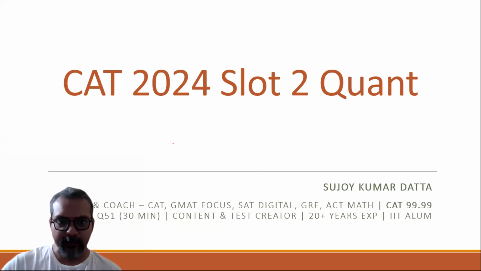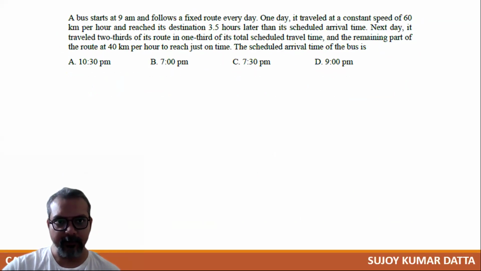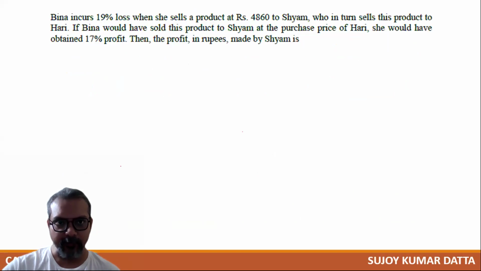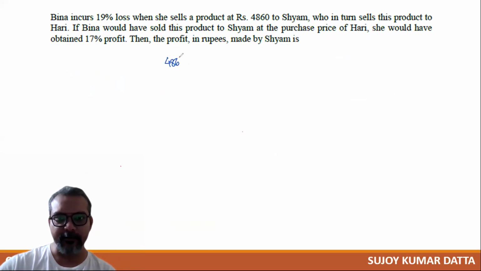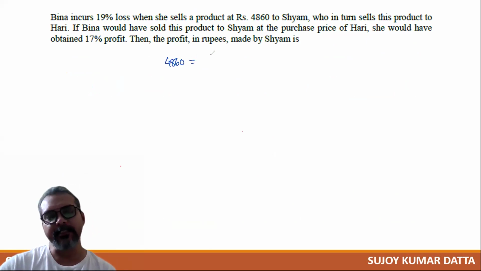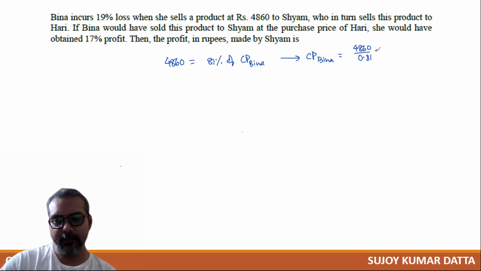So moving to the next question, this is in the third video, we will be discussing question number 12 onwards. So this one says that Bina incurs a 19% loss when selling a product at 4860. So we can write 4860 is 100 minus 19, so that's 81% of the cost price. So from here, cost price of Bina becomes 6,000.